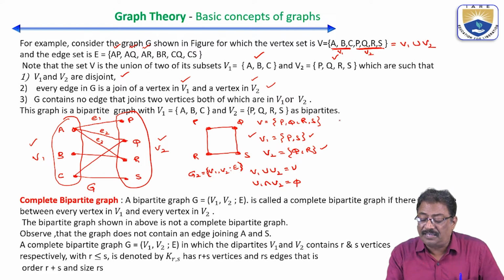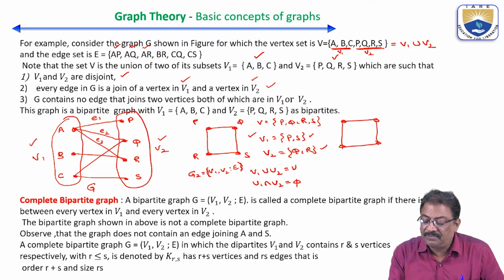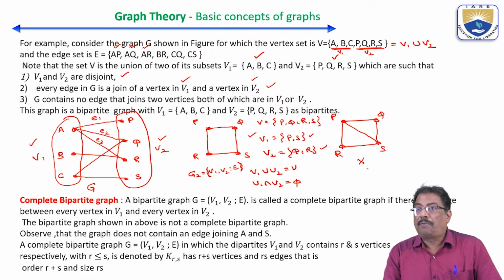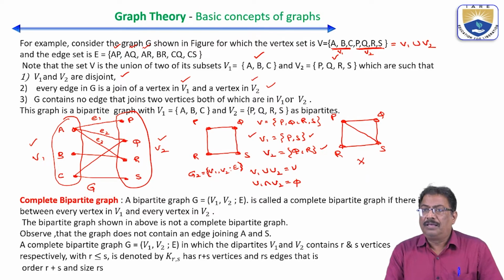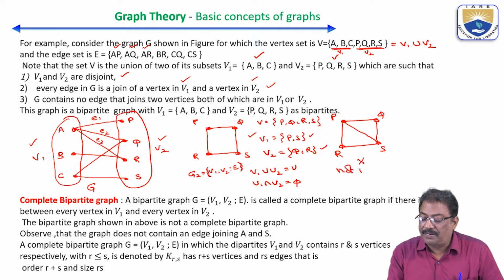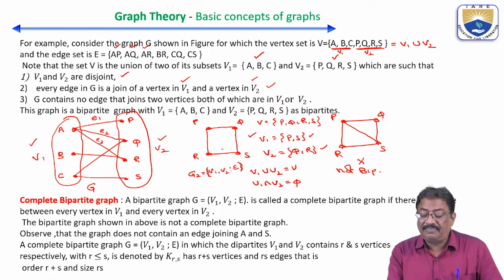Suppose I consider another graph like this, with P, Q, R, S. Here this is not a bipartite graph, in any way that you partition the vertex set. Partitioning the vertex set in the same way as earlier, there is an edge from P to S. So this is not a bipartite graph, whereas the earlier one is a bipartite graph.